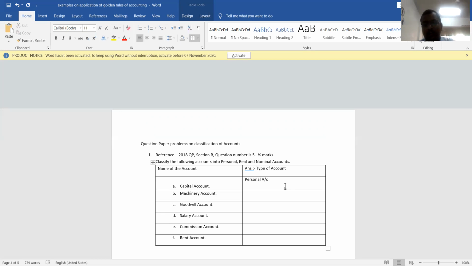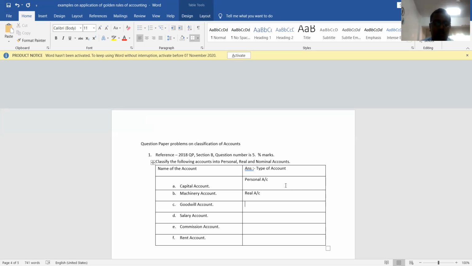Next one is machinery account. Machinery is one of the assets that companies use at the time of production or at the time of distribution or selling. That kind of assets are called machinery. So machineries are assets, they are properties. If it is a property, it is which account? It is a real account. Understood?